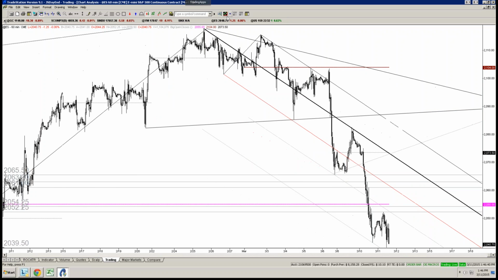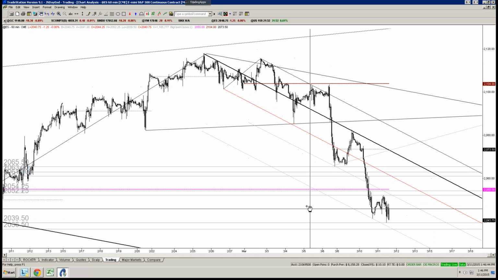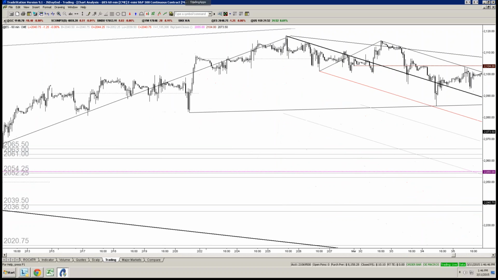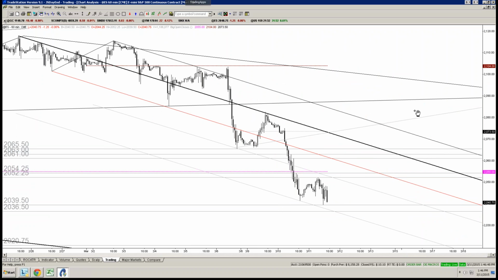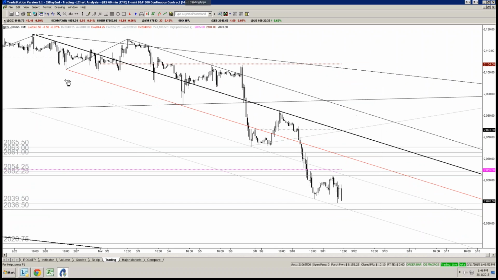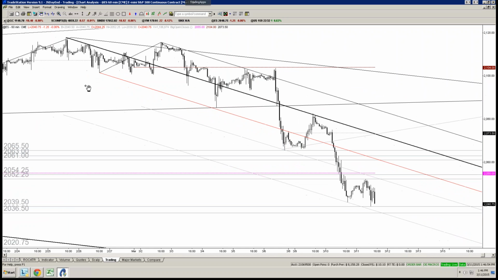So here we go. Here's the S&P chart. This is a 60-minute. This is like my trading chart that I work with intraday. You can see the slope. We've been following the slope. I posted this stuff last week. It's been absolutely beautiful as far as the S&Ps have been concerned. That was Monday. That was awesome.